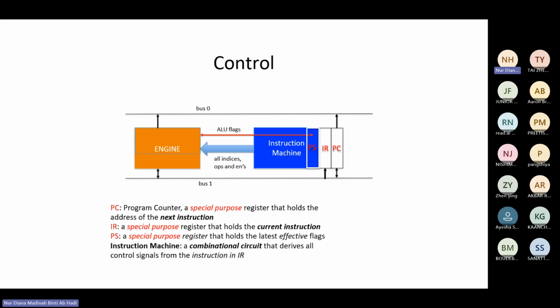How about your PS? This PS is not personal status. This one is known as processor status, which locates your flags. PC is your program counter, whose special purpose is to register and hold the address of the next instruction. IR, your instruction register, is to hold the current instruction, while PS holds the latest effective flags.